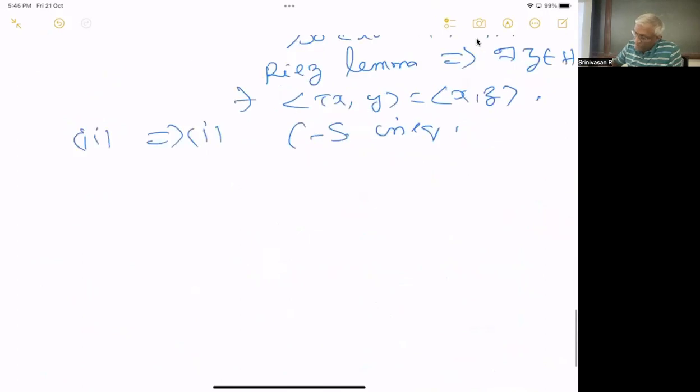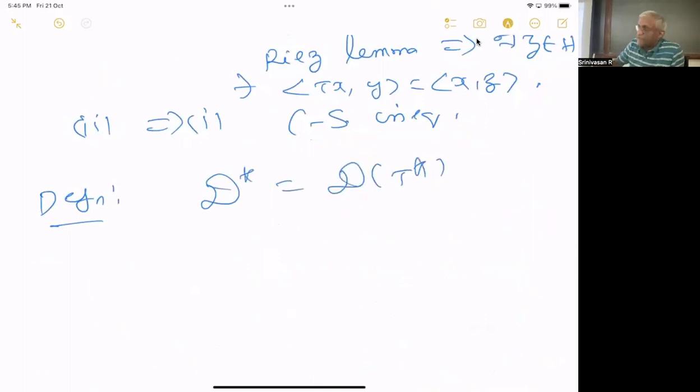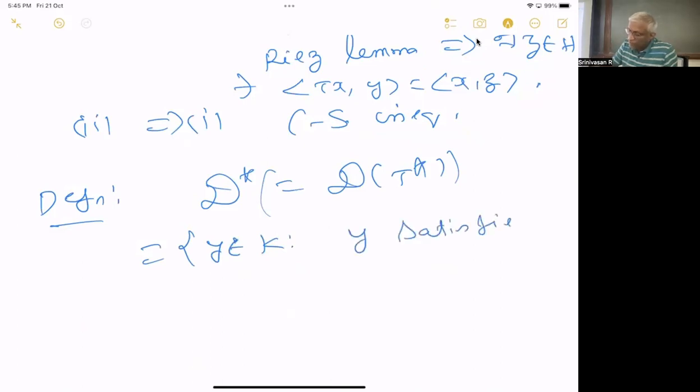Okay, so now the definition. Take D star, which is equal to D of T star. I'm going to define T star. D star is equal to all those y in K satisfying the above condition, 1 or 2. Of course, they are both equivalent conditions.